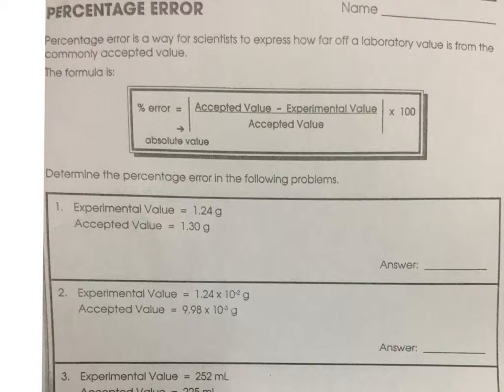Okay? So let's just do number one. No, number two is just with the exponent. Let's do number one. Okay, so my accepted value is the 1.30 grams. And then you're going to subtract your experimental value, which is the 1.24.